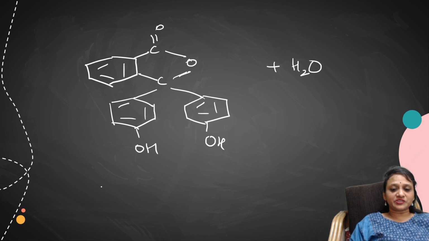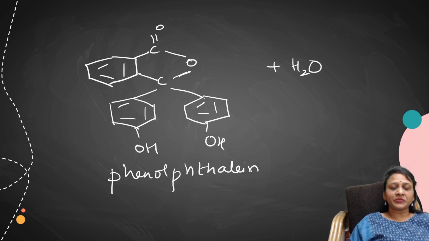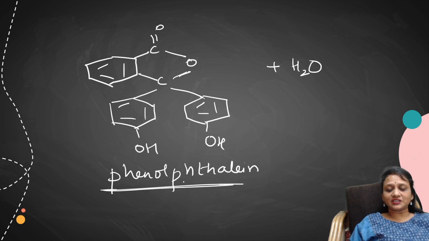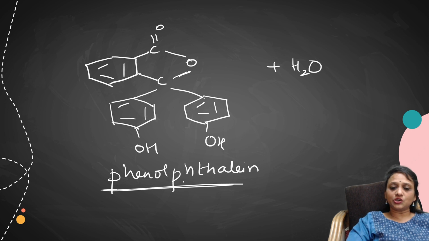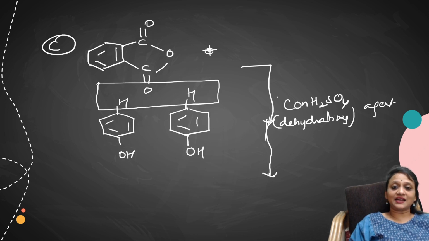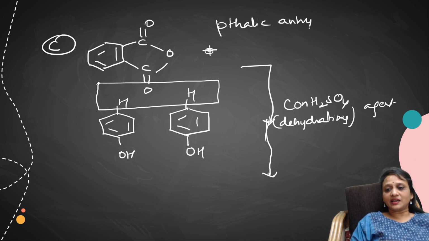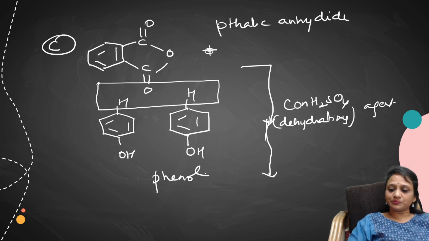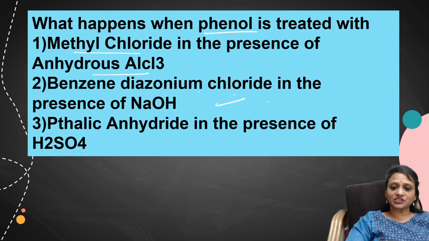Now what is the name of this compound? I think students would have known. This is called phenolphthalein. You remember, students, the phenolphthalein indicator is used as an acid-base indicator. Correct? So this phenolphthalein indicator is prepared when you are treating phthalic anhydride with phenol. That's all. Simple. So I did the most important reactions of phenol. I did almost 8 or 9 questions today.